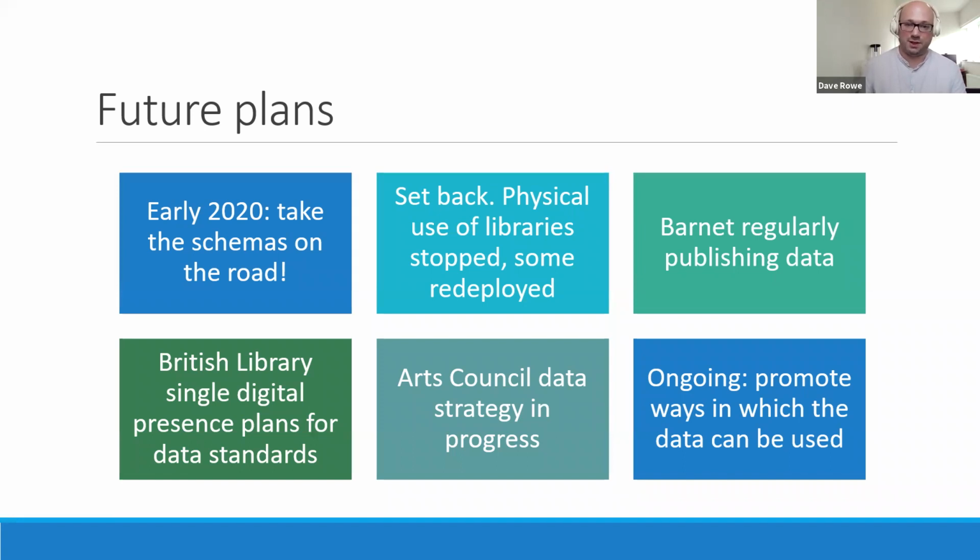A lot of libraries, as I say, stopped physical use, but there are some good stories. Barnet have been going with the data schemas. I'm going to show in a few moments the Barnet Open Data Portal, which has data to these data schemas, and also some uses of that data that we can promote with libraries. There's also quite a lot of ongoing data strategies in progress which will use these schemas. I know the Arts Council are in the middle of a data strategy exercise in which they've explicitly mentioned these schemas being a key part of it, or wanting to integrate with them. So hopefully that will be something that really takes off.